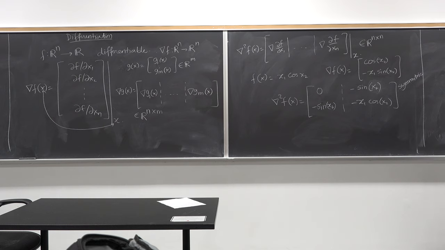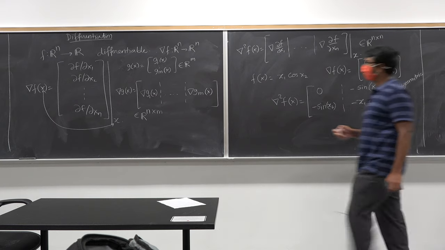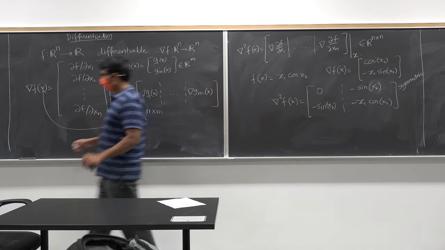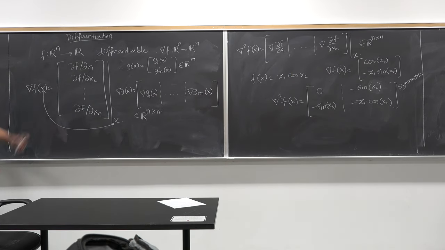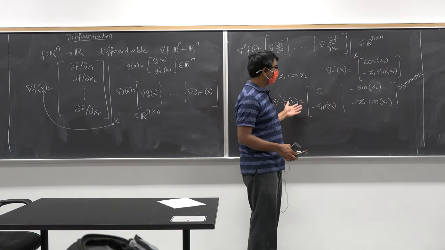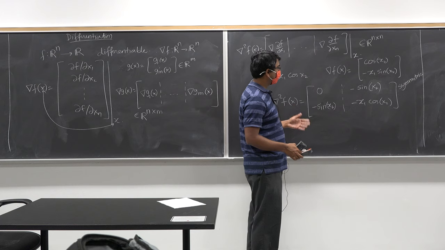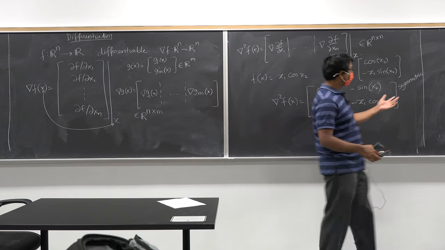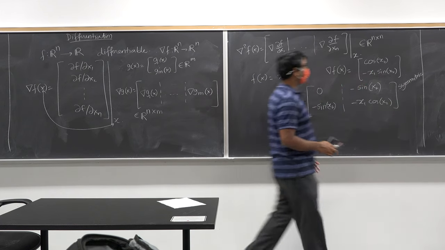So we now know how to differentiate a function of multiple variables, and we also know how to compute the second derivative of the function. Any questions so far on this? The second derivative of a function, as long as it's very smooth, like the second derivative is continuous and all that good stuff, is always going to be a symmetric matrix.